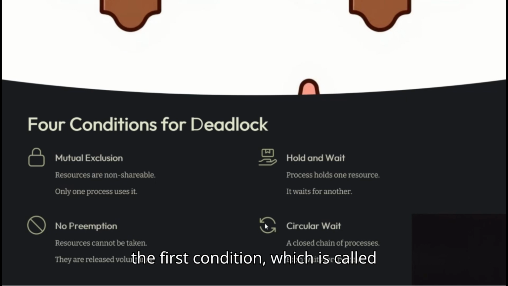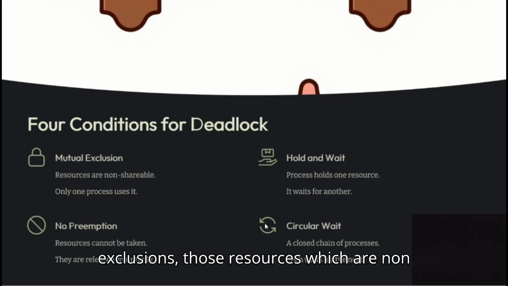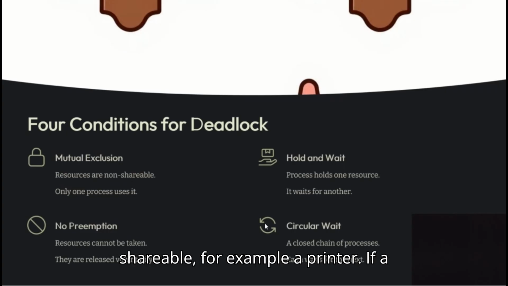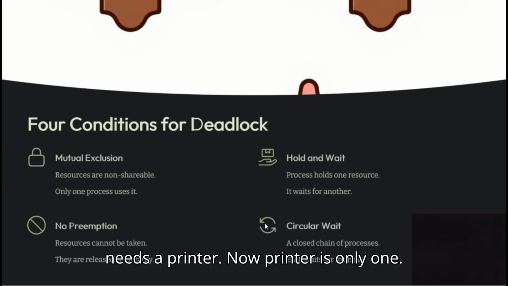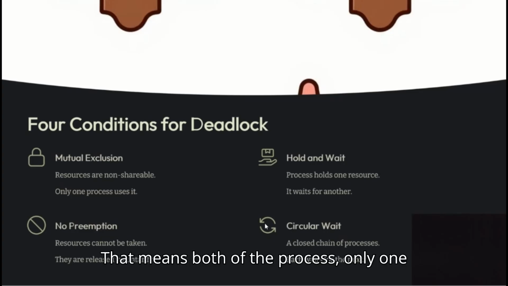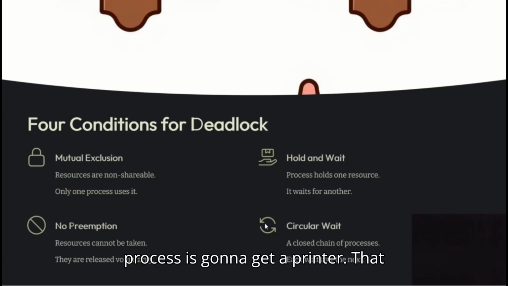Let's talk about the first condition, which is called mutual exclusion. In mutual exclusion, the resources are non-shareable, for example, a printer. If process A needs a printer, but process B also needs a printer, and the printer is only one, then only one process is going to get the printer. That means mutual exclusion.